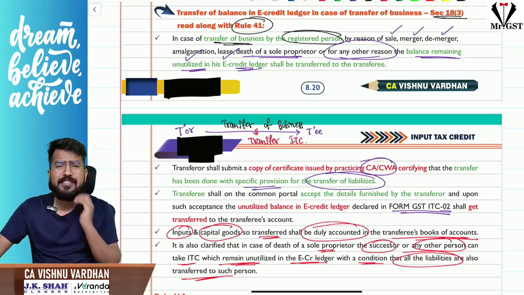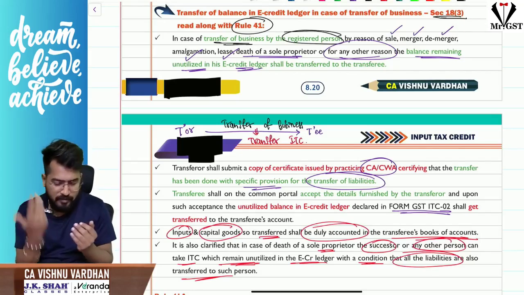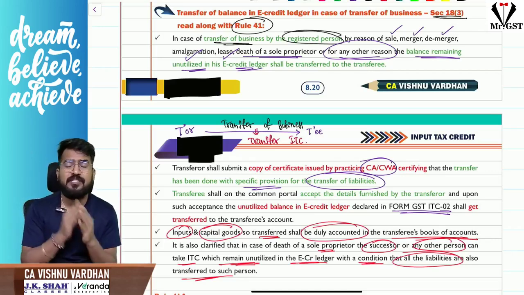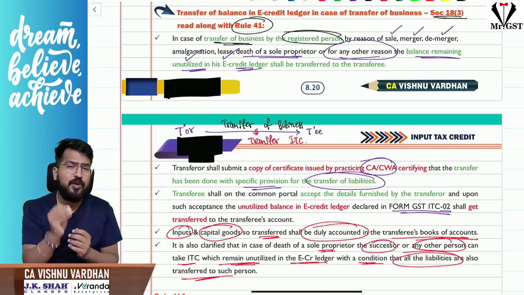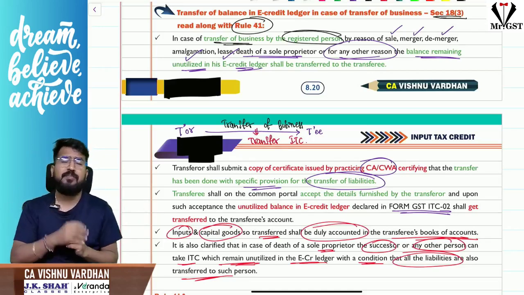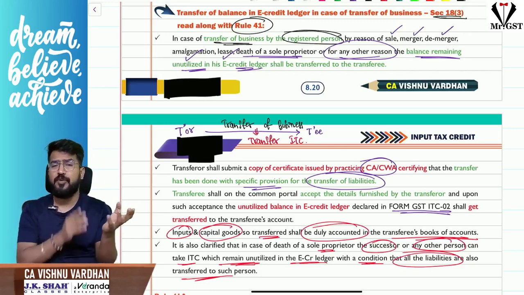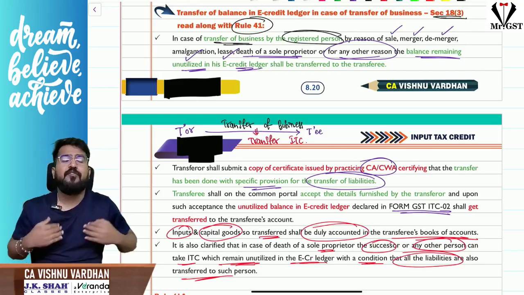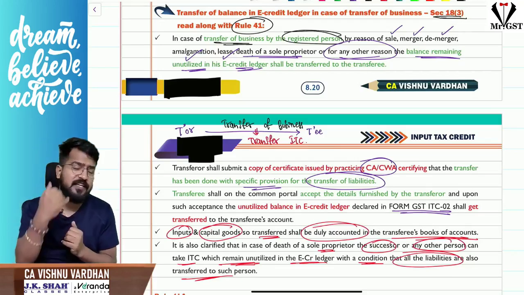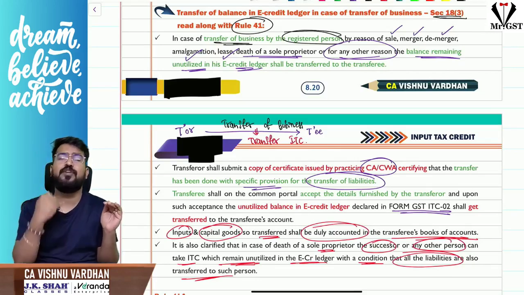18 subsection 3 is nothing but when you are selling your business. The business may be transferred because of a merger, amalgamation, demerger, etc., whatever it is. But because there is a transfer of business, the transferor can transfer his unutilized e-credit ledger balance to the transferee who is buying his business. Just like you transfer money from your bank account to another's bank account, here when I am selling my business to you, whatever unutilized balance is there in my e-credit ledger, I can transfer to you, provided there is a sale of business with a provision of transferring all the liabilities.